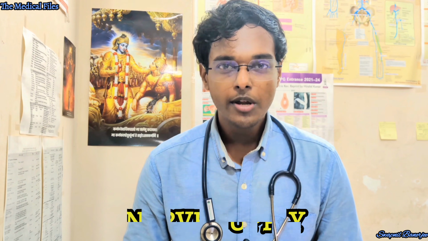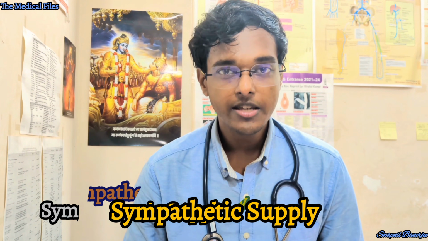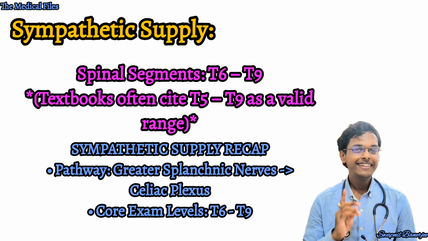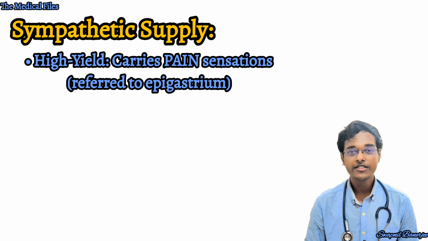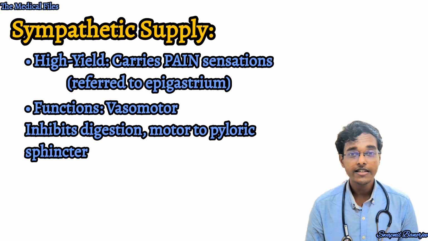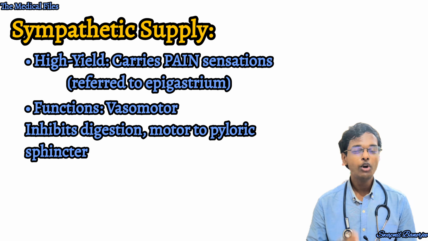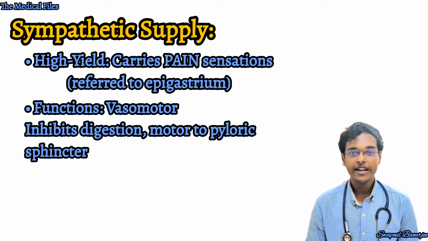Now, moving with the nerve supply of stomach. Firstly, talking about the sympathetic supply. So it is derived from the T6 to T9 segment of our spinal cord. And that is the reason the stomach pain refers to the epigastric region of our body. The main job of our sympathetic plexus is vasomotor. That means it helps in the constriction of the blood vessels and it also closes the pyloric sphincter, and that's how it helps in the digestion of our food particles.